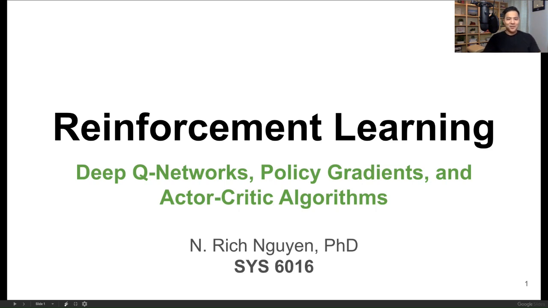Okay, today we'll continue our discussion with reinforcement learning. In particular, we'll go from deep Q networks to policy gradients to the actor-critic algorithms. So here we go.